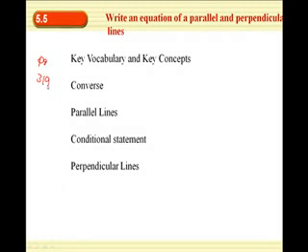Okay, 319. First off, we have some vocabulary and a key concept box, so we can kind of kill two birds with one stone. So here we go.